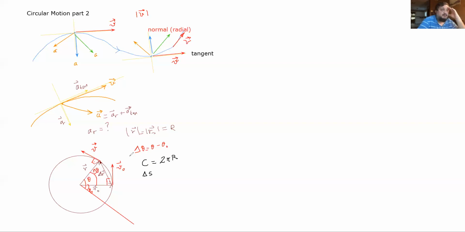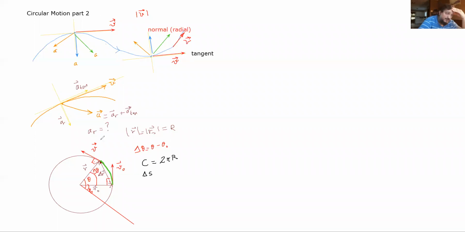Delta S is nothing but the arc length that corresponds to delta theta. This arc length here, that's delta S. So let's write that down in terms of the angle.